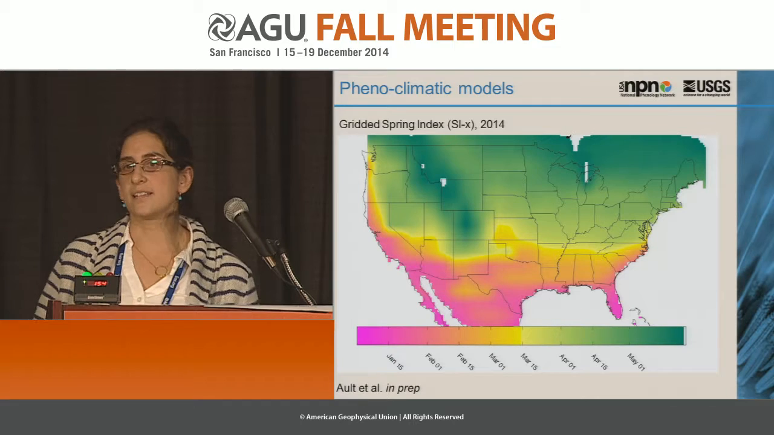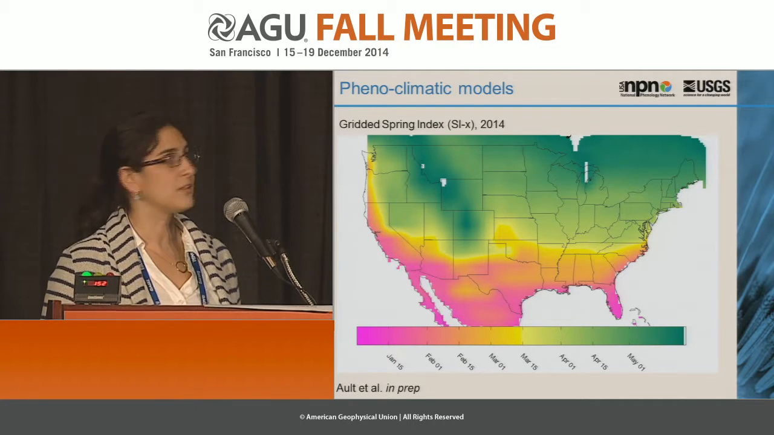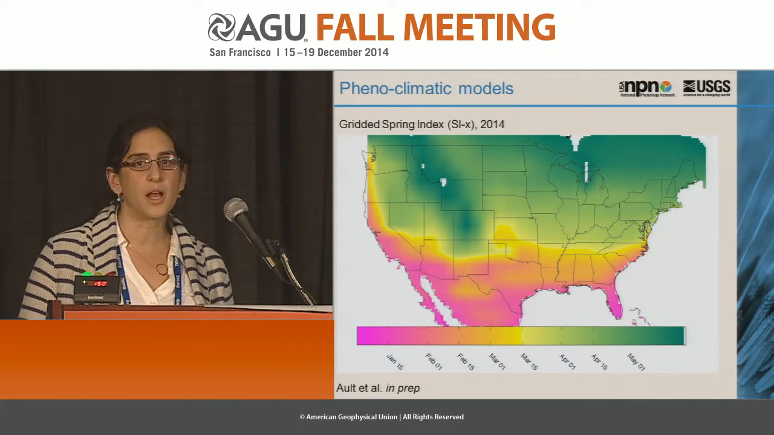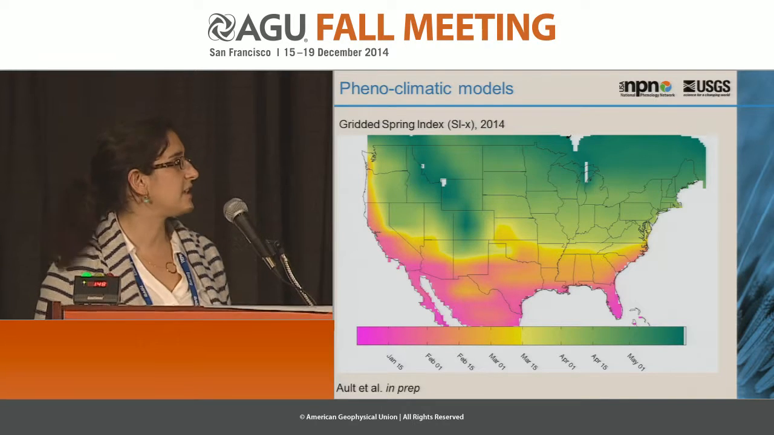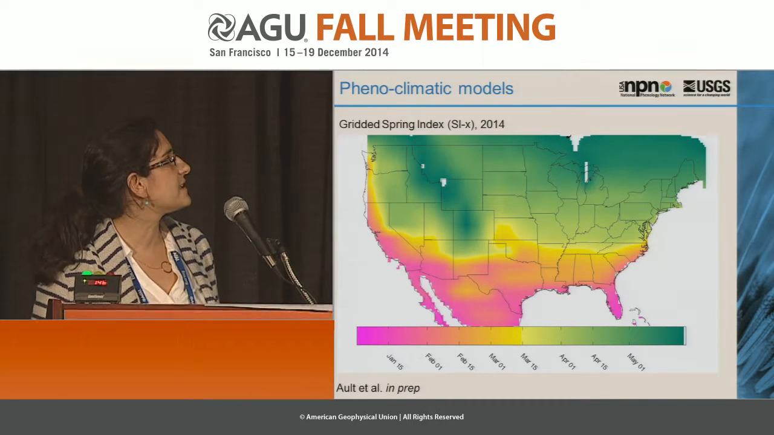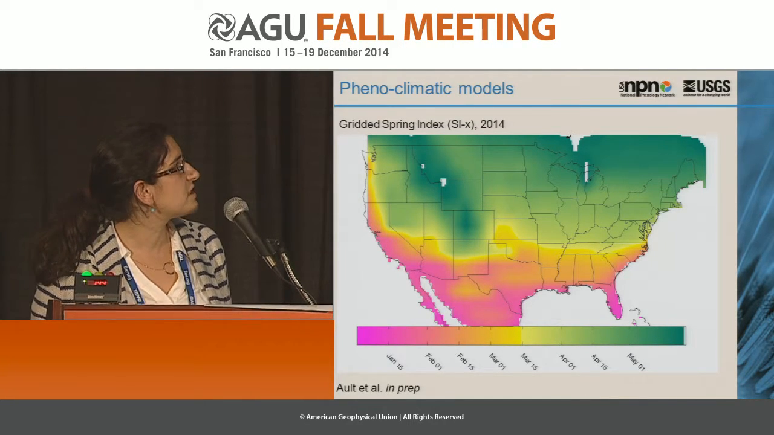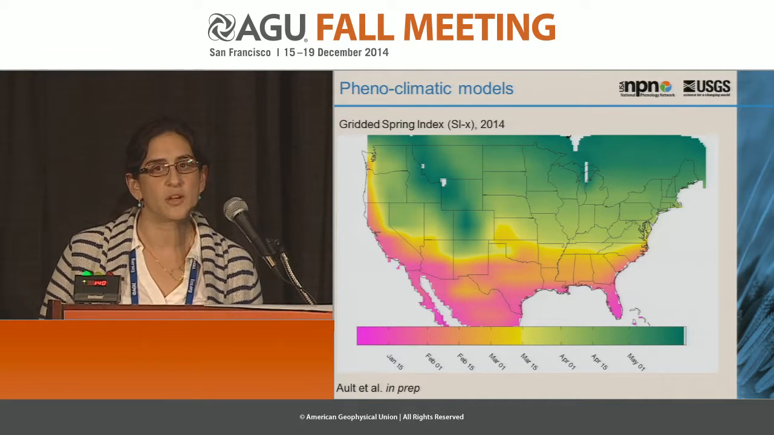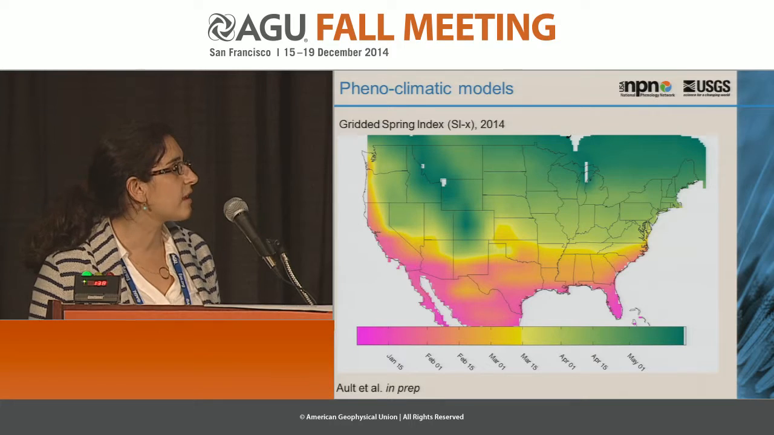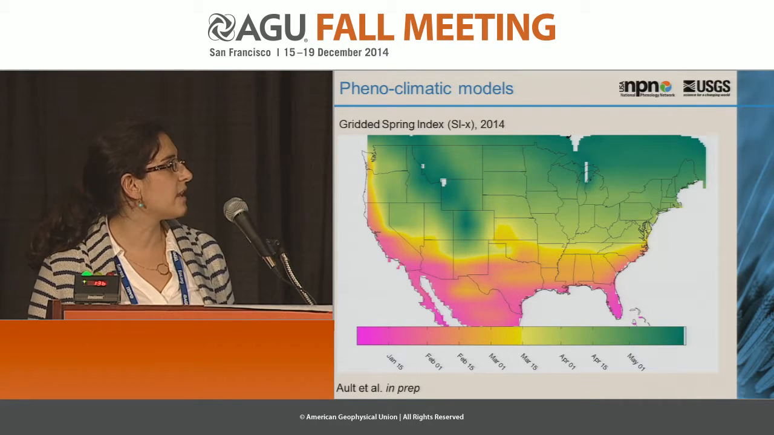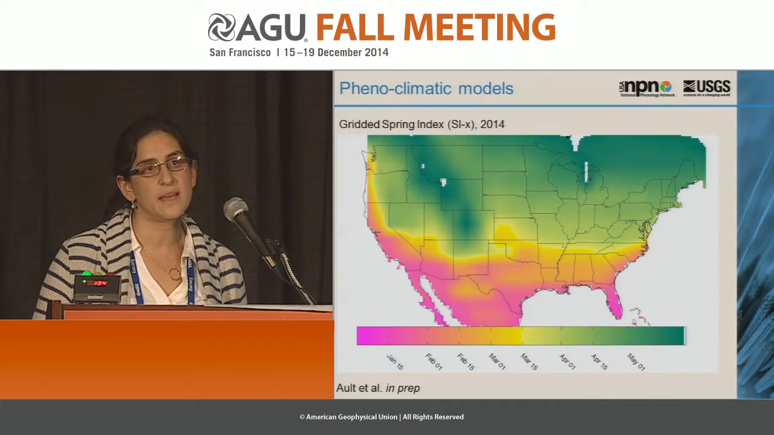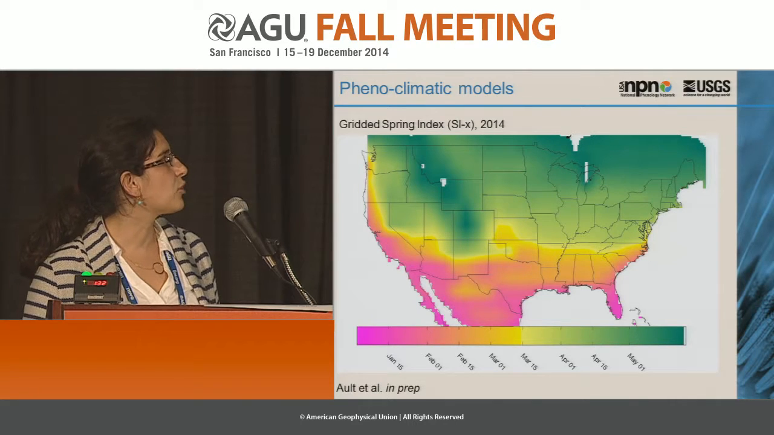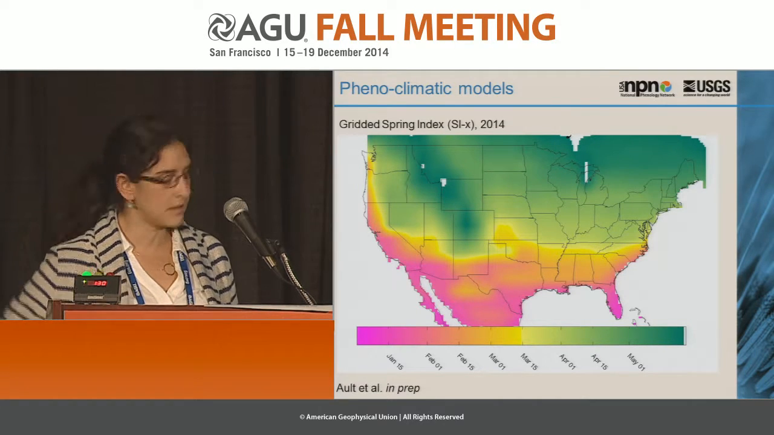In addition, as I talked about in that slide, one of our main goals is to produce phenoclimatic models from the data in the National Phenology Database. This is an image of the gridded spring index. The spring index was developed by Mark Schwartz based on those historic lilac observations and predicts the onset of spring throughout the continental US. It's recently been gridded by Toby Alt.